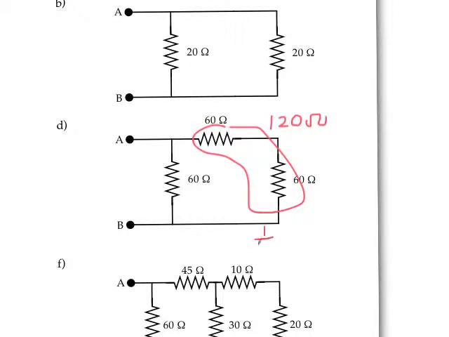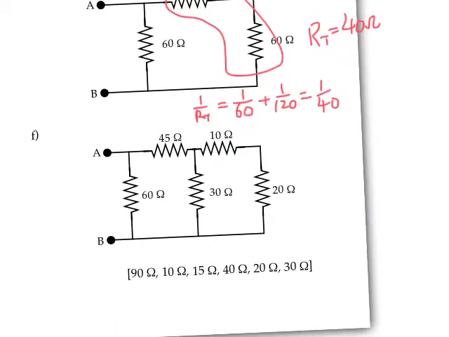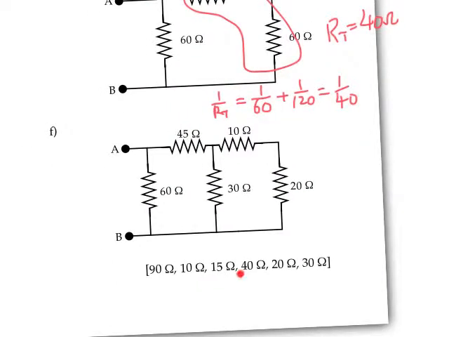So remember how to add up resistance in parallel? 1 over RT equals 1 over 60 plus 1 over 120. So using your calculator with the help of the fraction button, 1 over 60 plus 1 over 120 equals 1 over 40. As a result, the total resistance is going to be how many ohms? 40. Let's see if that's the answer. It is, okay? 40 ohms right here, 40 ohms.